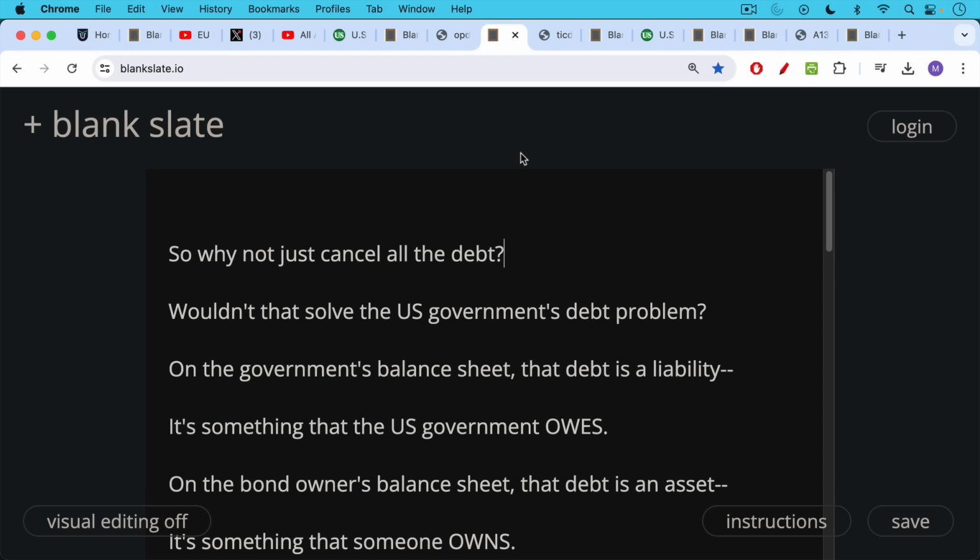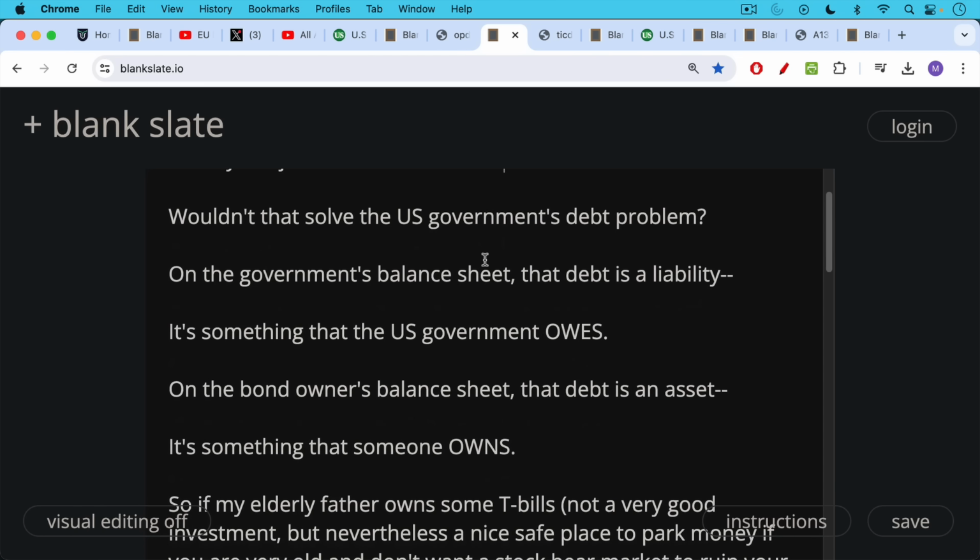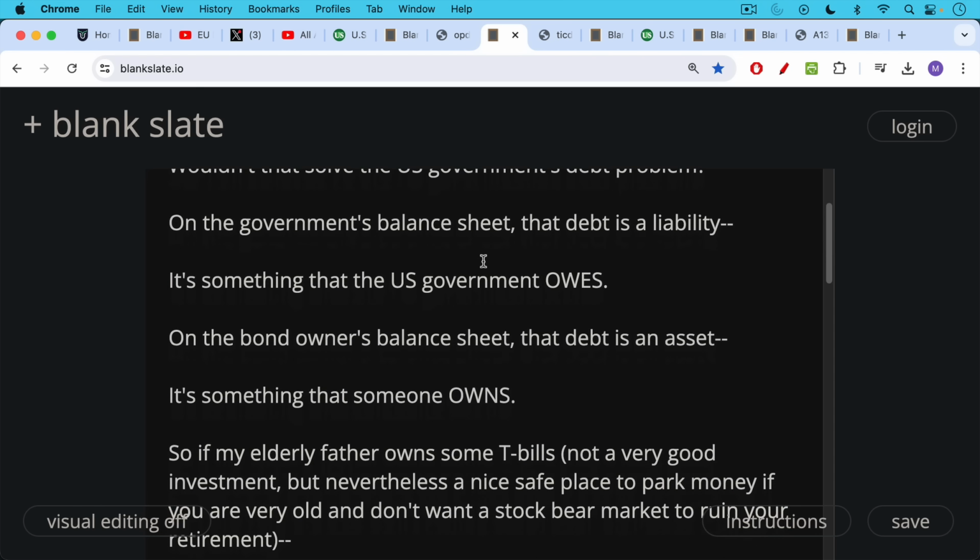So why not just cancel all this debt? Wouldn't that solve the U.S. government's debt problem? The thing is, on the government's balance sheet, that debt is a liability. It's something that the U.S. government owes to someone else. But on the bond owner's balance sheet, that debt is an asset. It's something that someone owns.